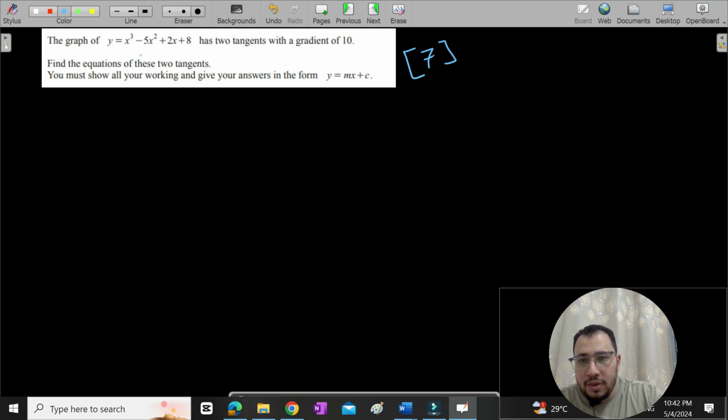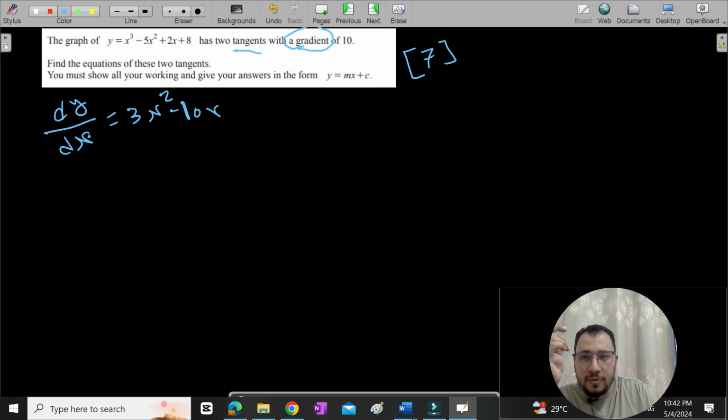He told me it has 2 tangents with a gradient. I told you earlier in part 1 of calculus that once you see gradient and you are dealing with gradient, first step, find the first derivative. So what are you going to do? You have to find the first derivative of this function here. So dy by dx equals 3x squared minus 10x plus 2. This is the first derivative here.